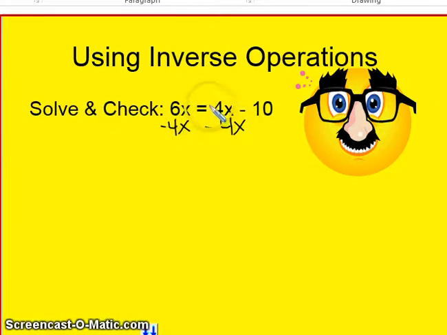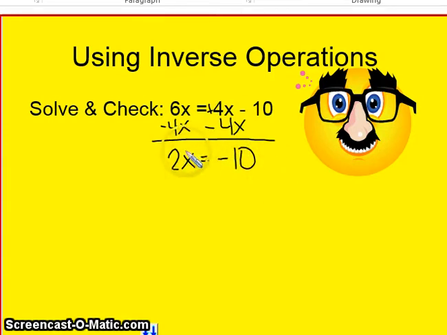I'm subtracting because it's positive, so it's positive 4x minus 10, so I'm subtracting it to eliminate it. 6x minus 4x gives me 2x. 4x minus 4x is 0, and then I have negative 10. Now, if I knew what x was, I could plug in x here, and I would multiply 2 times x. So to get rid of the 2, I'm going to do the opposite, and I'm going to divide by 2 on both sides. Now my 2's cancel here, and I'm left with x equals, and negative 10 divided by 2 is negative 5. So here's my solution.